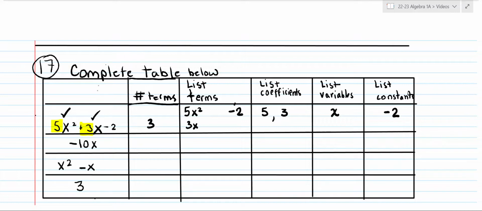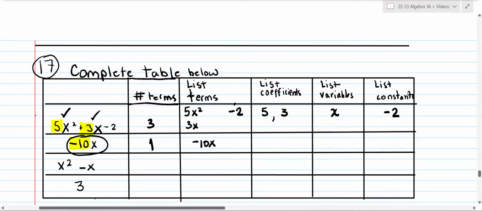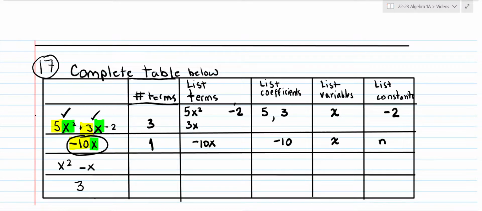Alrighty, again, now this one only has one term. The term is -10x. What is the coefficient? Well, there is a coefficient because we have a variable. So in this case, that's the coefficient, and that's the variable. The coefficient is going to be -10, and the variable is going to be x. And there are no constants.